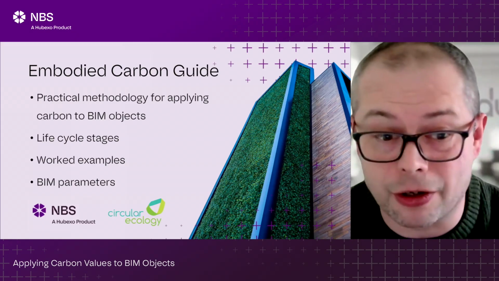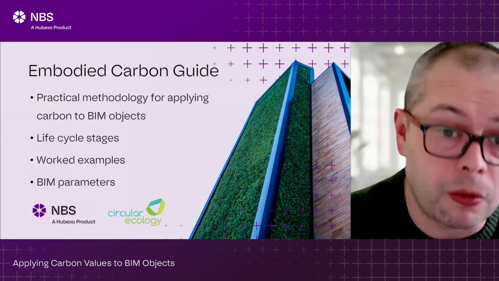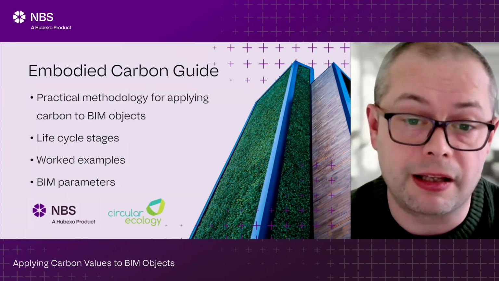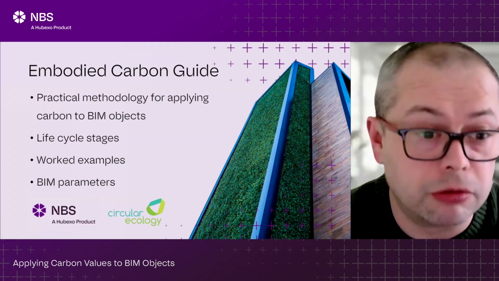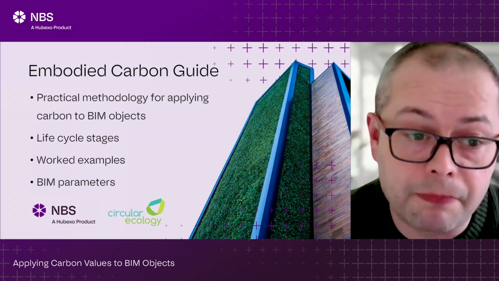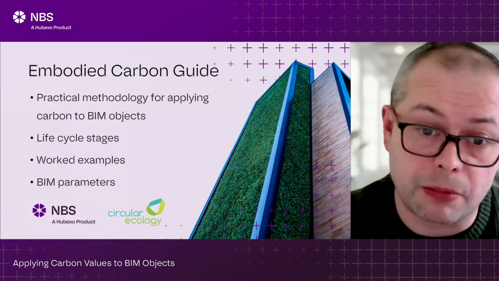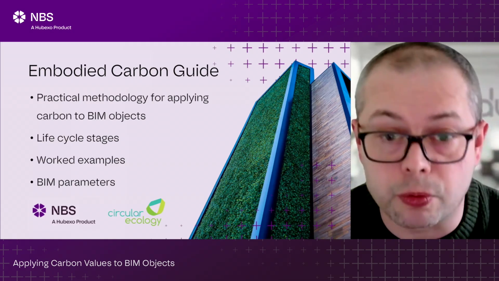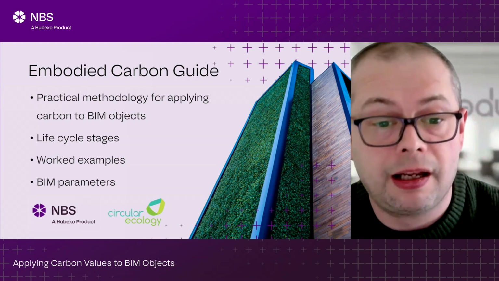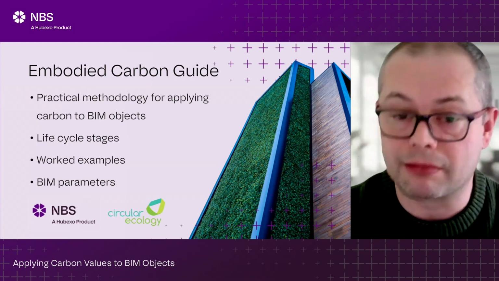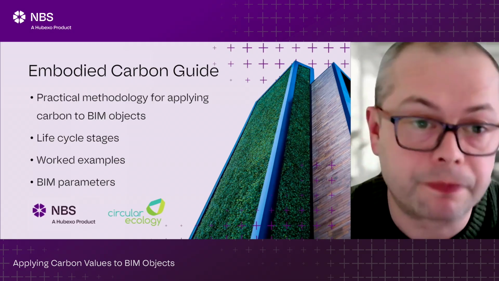And that's what the guide's going to do. It's going to talk about how you can do that and how you can apply those values to your BIM objects at the end to actually then use them on real life projects. It'll cover the life cycle stages. We're going to be looking at some worked examples, which I'm going to be talking through now, but those will all be available in the guide. And the different BIM parameters that you need to consider when applying this type of information to it.